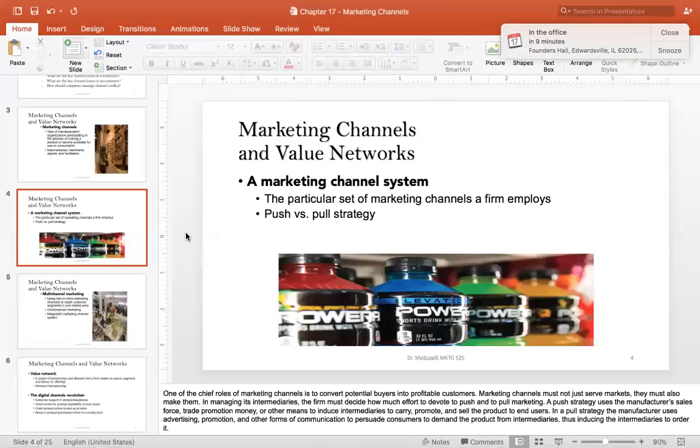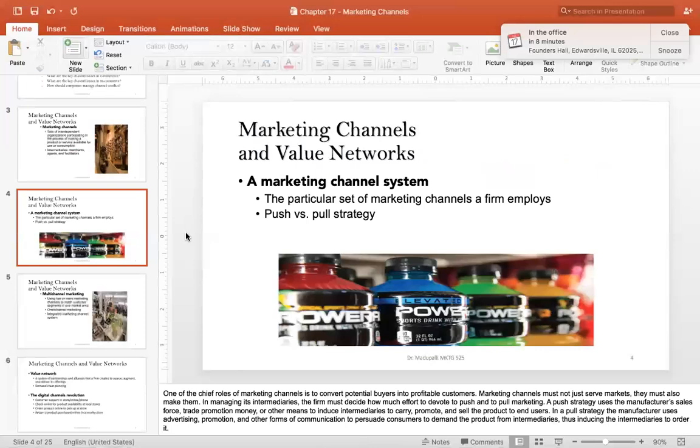In managing these intermediaries, a firm can decide between two main strategies. One is a push strategy, where the manufacturer uses its sales force, trade promotions, money, and other means to induce these intermediaries to carry, promote, and sell the product. An example is trade promotions, which are a critical component.